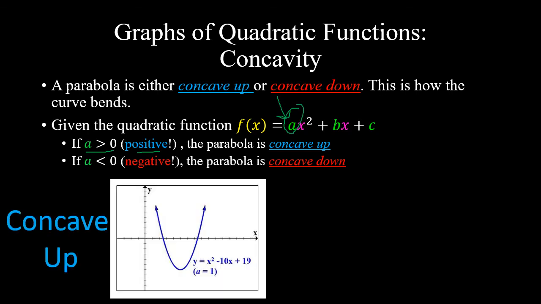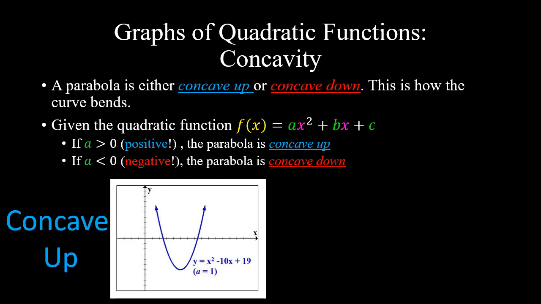So let's take a peek at that. Concave up means that we have this lovely U shape in our parabola. The graph that just popped up here is the graph of the quadratic function y equals x squared minus 10x plus 19. Well, what's the A here, you guys? A equals 1. A is the coefficient in front of your x squared term. It's like there's that invisible 1. A, of course, is greater than 0. It's positive 1. So we know right off the bat that our parabola will be concave up because A was positive. That's how you know what direction your parabola will be going.